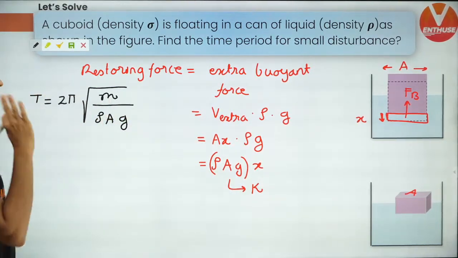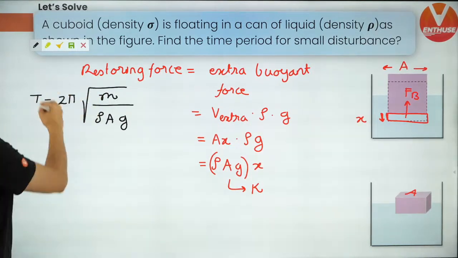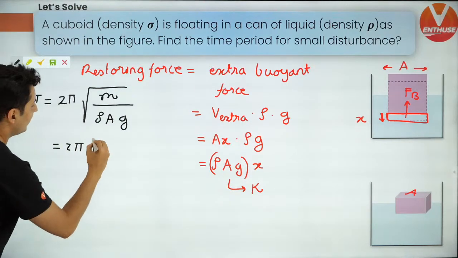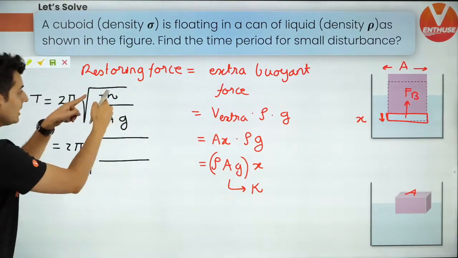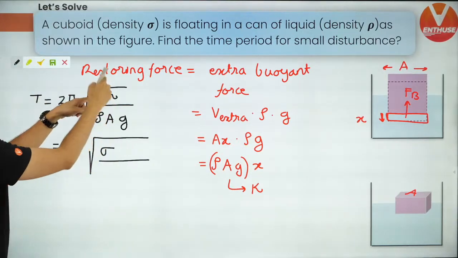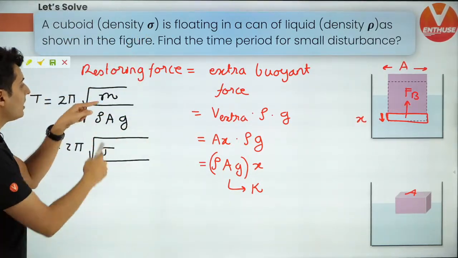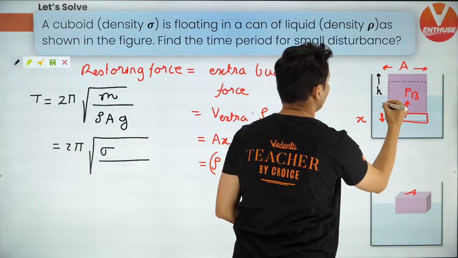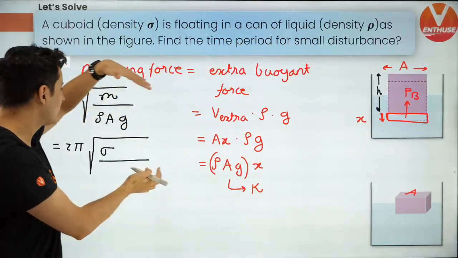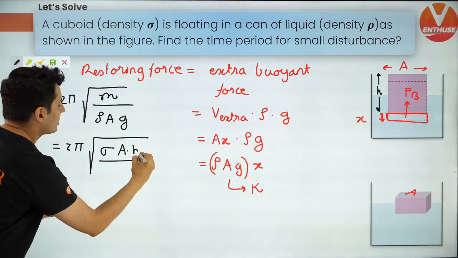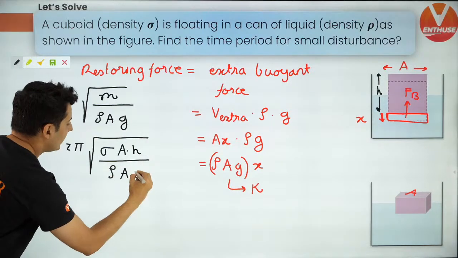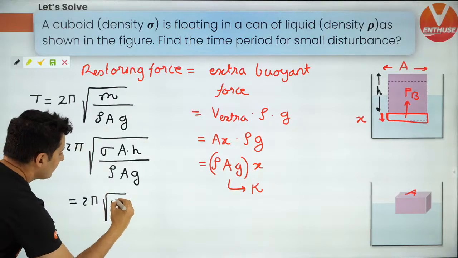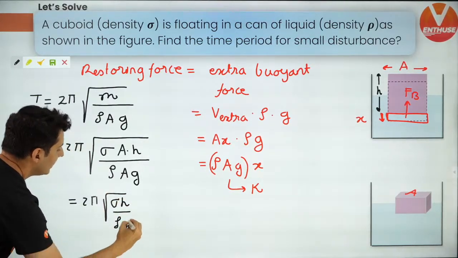AG. That's it. But if you don't like this mass and you want to put the cube's density somehow, then also you can simplify this further, because mass is density of that cube. What is that density? Sigma into the volume. So let's assume the total height to be h. The total height of the cube is h. So then the volume will be A into h. Correct? And this will be rho AG. A goes and you will be left with 2 pi under root sigma h by rho g. That's the answer.